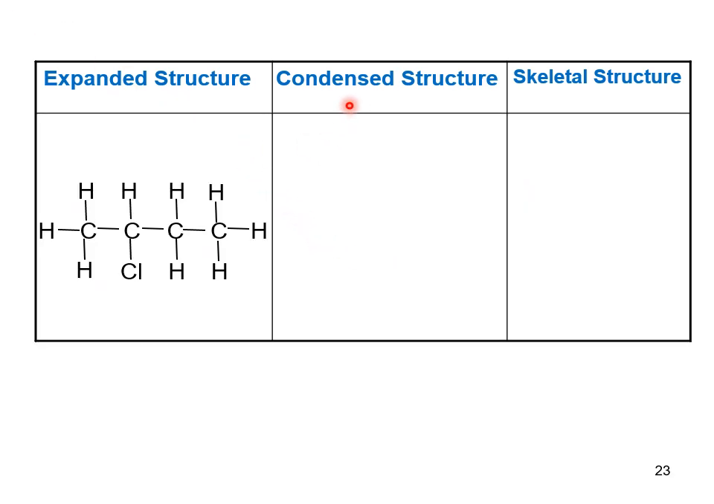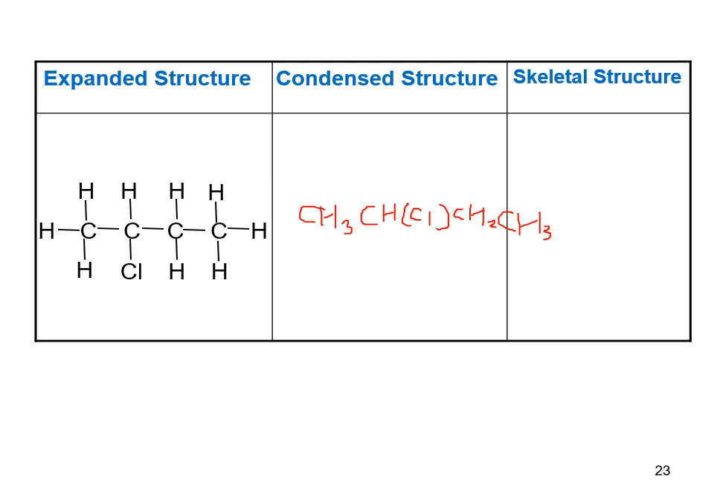We are going to draw the condensed structure and skeletal structure based on the expanded structure. First, condensed structure, CH3, CH, and then the chlorine must put a bracket, Cl, because this is the branches, and then CH2, CH3. So this is the condensed structure.